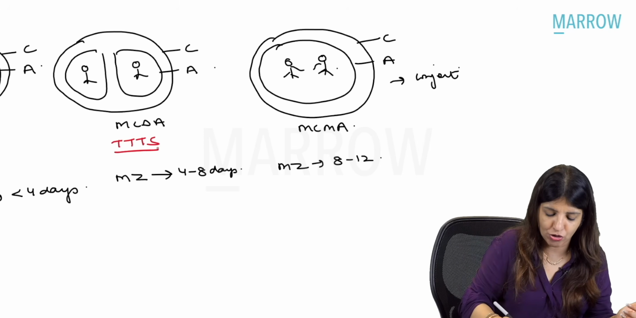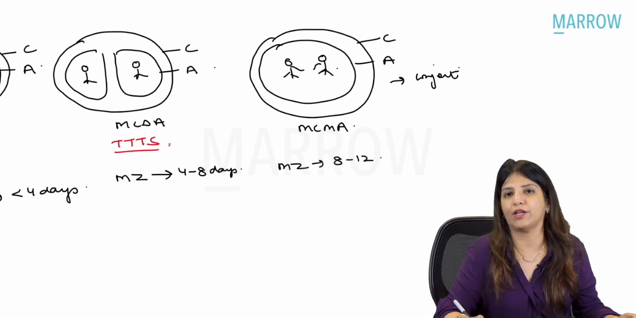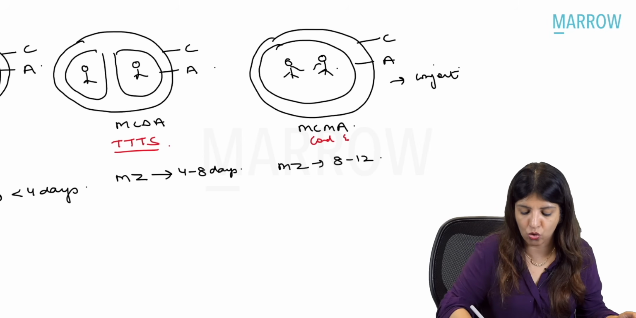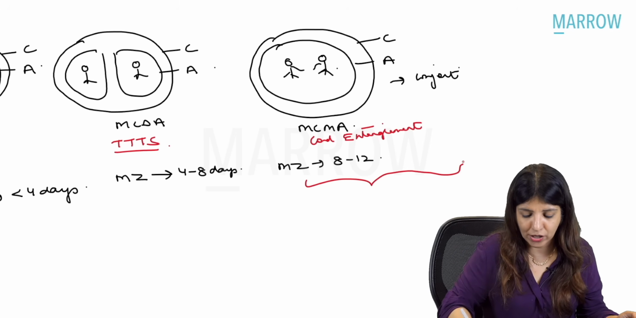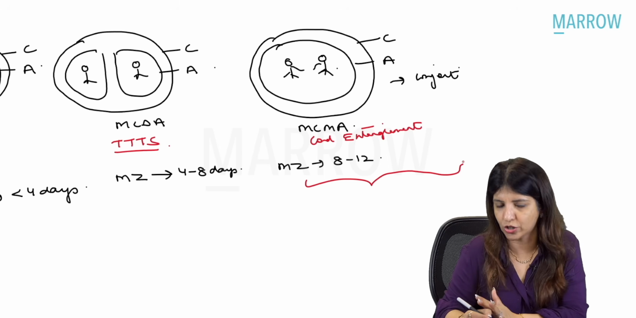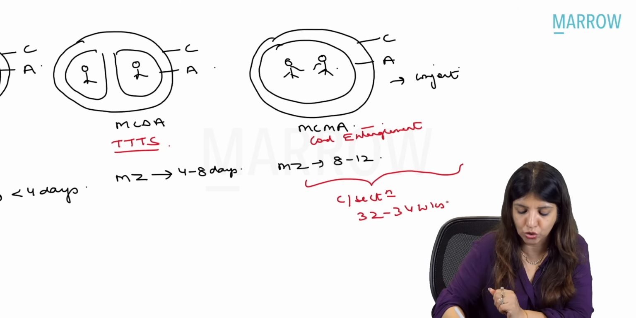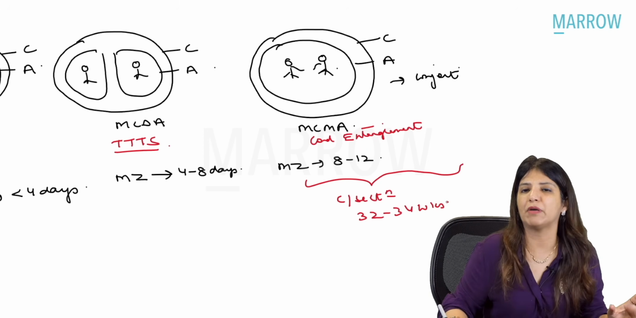Please remember, they can ask you what is the specific complication of monochorionic diamniotic twins. It is twin-to-twin transfusion syndrome. And what is the specific complication of monochorionic monoamniotic twins? It is cord entanglement. And that is why monochorionic, monoamniotic twins and conjoined twins, conjoined twins being a variety of monochorionic, monoamniotic twins, both of them have to be delivered by cesarean section between 32 to 34 weeks after giving the baby steroid covers.